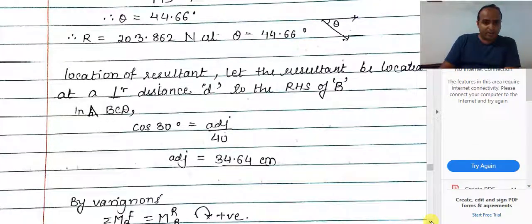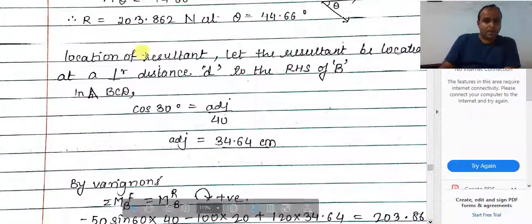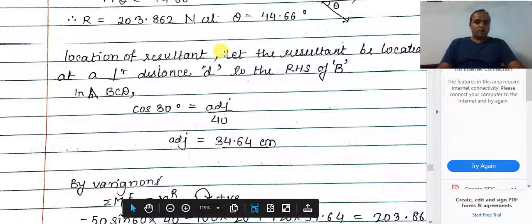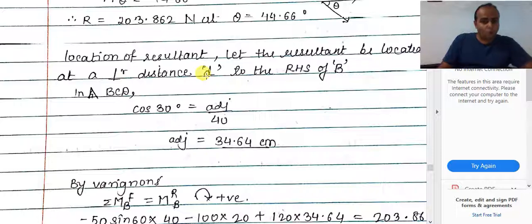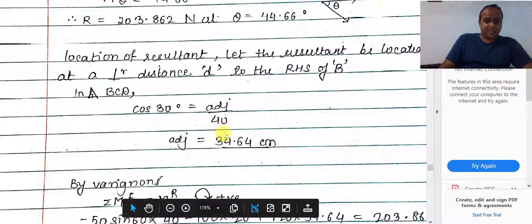Okay, so we were there till here. So, location of the resultant now. Let the resultant be located at a perpendicular distance small d to the right hand side of B. Now in triangle BCD, why do we want this adjacent side?